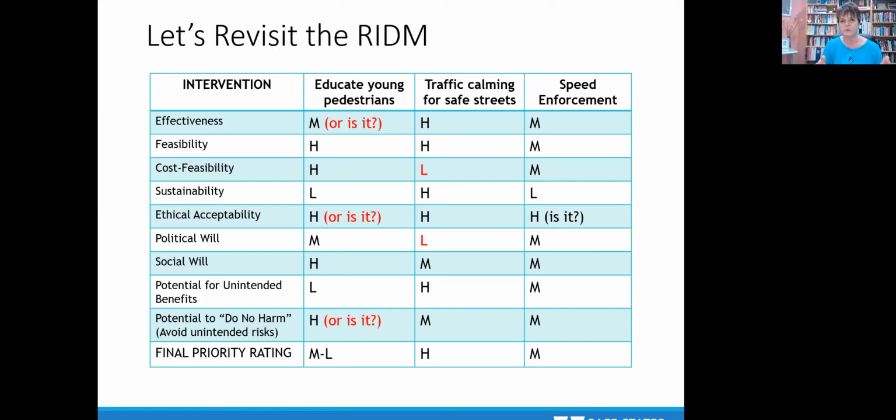So this has obviously raised more questions than it's answered, but I want you to see how we could use RIDM to enhance our thinking about interventions. So, for example, in this case, if we wanted to go after traffic calming at some point, we know that educating pedestrians is not a really viable and desirable intervention in the long term. But we've seen that an educational strategy works at many levels. It's feasible, it's cost feasible, there's high social will, there's medium political will. So what we could do is use an educational strategy to try and raise social awareness and social and political will around the issue of calming our environments to keep children and, frankly, other members of the community safe.